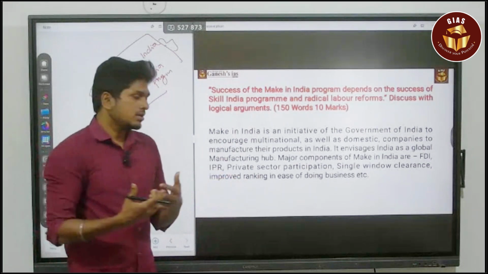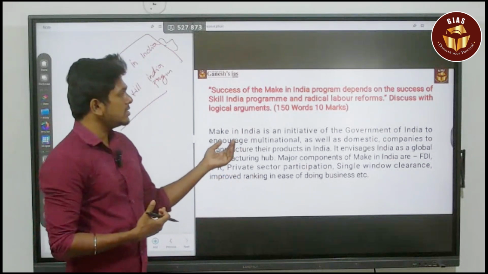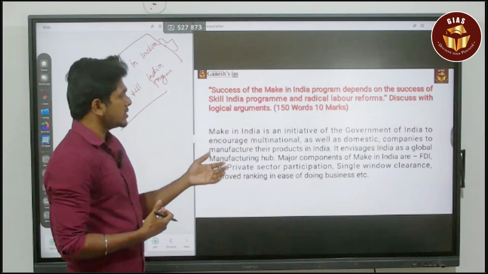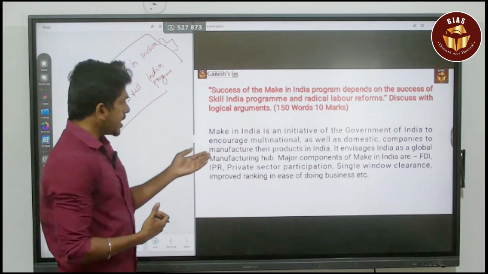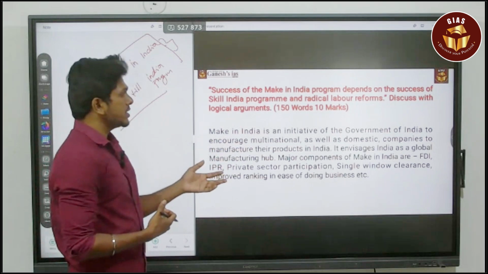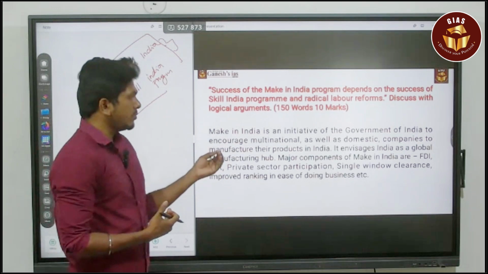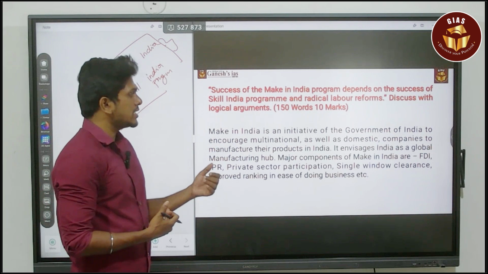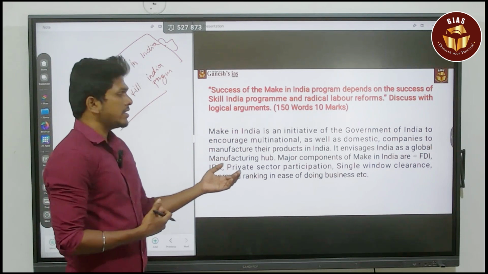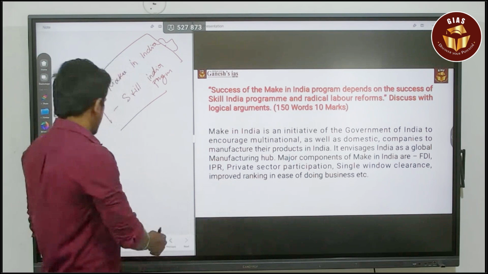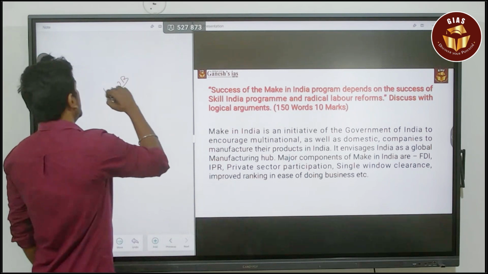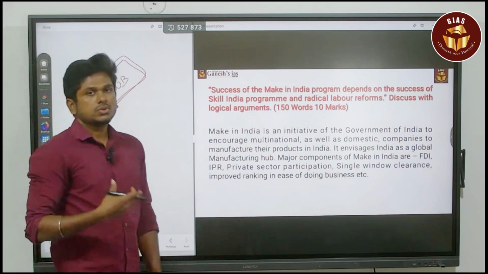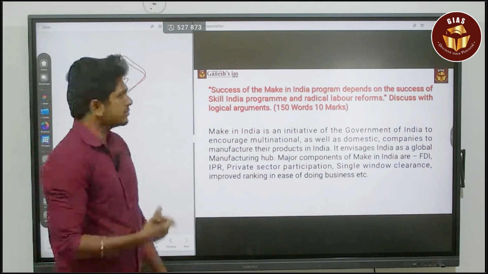So first, you have to give an intro about Make in India. The Make in India initiative is by the government of India to encourage multinational as well as domestic companies to manufacture their products in India. It envisages India as a global manufacturing hub, and major components of Make in India are FDI, IPR, private sector participation, single window clearance, and improved ranking in ease of doing business. Ease of doing business was released by the World Bank, but now they are not following that. Still, you can use it.